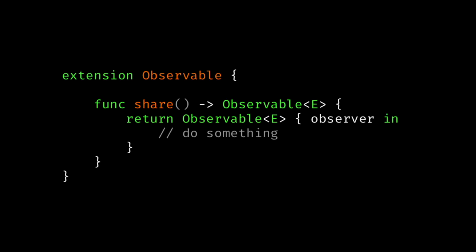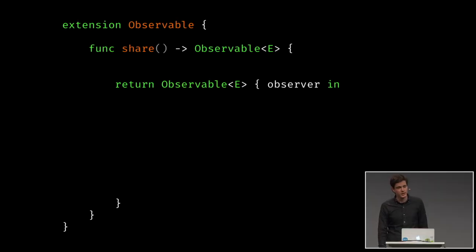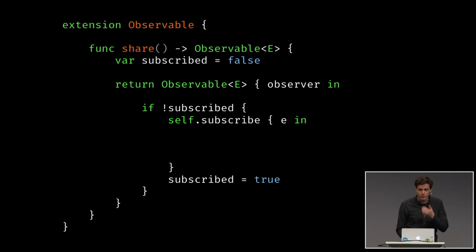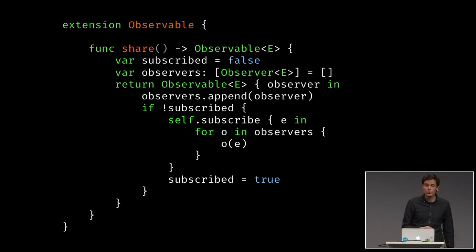So for that, we can, of course, define an operator. Let's call it share. I'll reserve some space for the code that we're going to write. So share will return a new observable. And then for every observer that subscribes to that observable, we want to do something. But actually, we only want to subscribe to the original observable when the first observer registers. So we keep track of whether we have subscribed to the original observable or not. And if we haven't, we subscribe. And then inside the subscription to the original observable, we will forward every element to all interested observers.